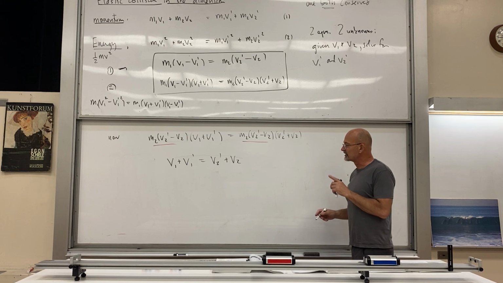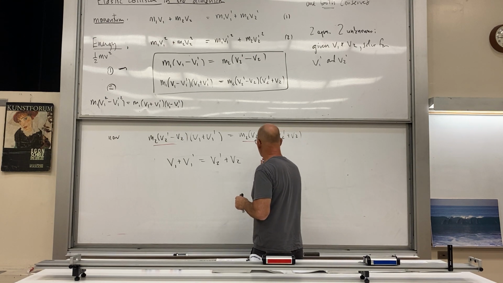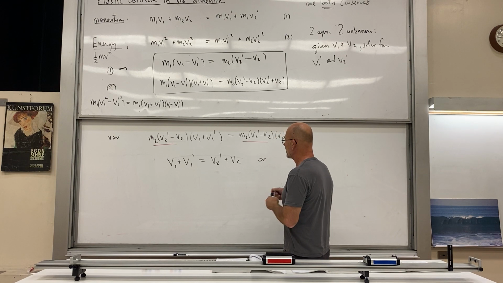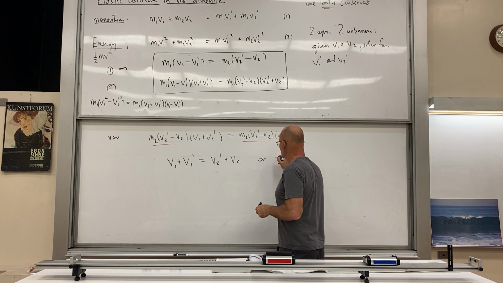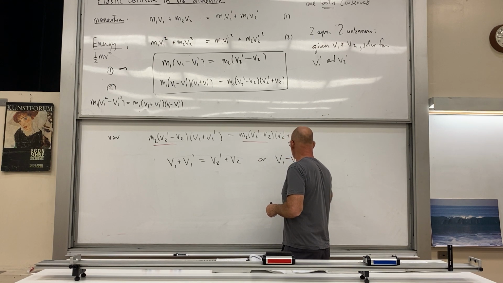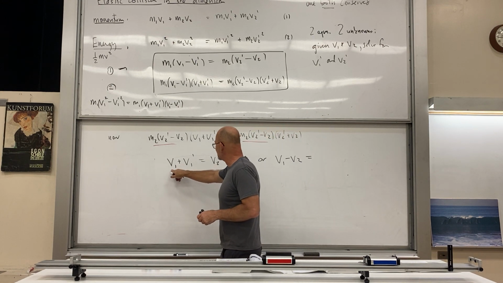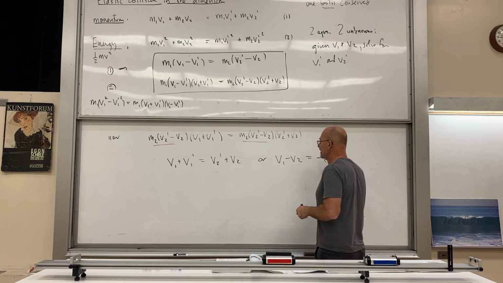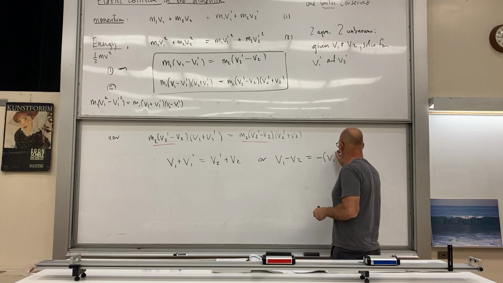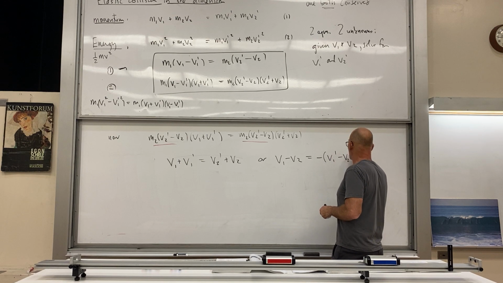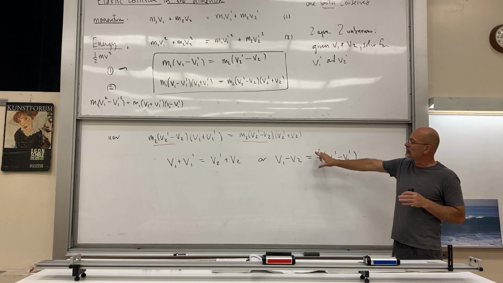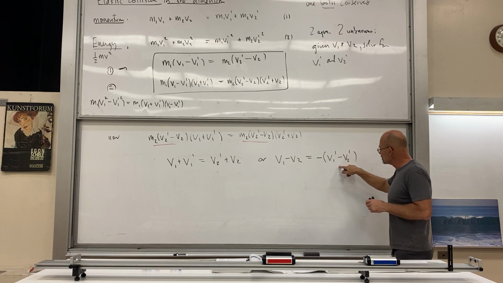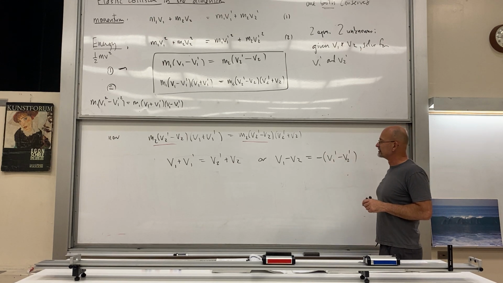So that's just a statement about the relative velocities now. I can write V1 minus V2, so the original difference of velocities is equal to minus V1 prime minus V2 prime. So if you write it in this way, it's a statement that the relative velocities are exchanged with a minus sign in front of them.